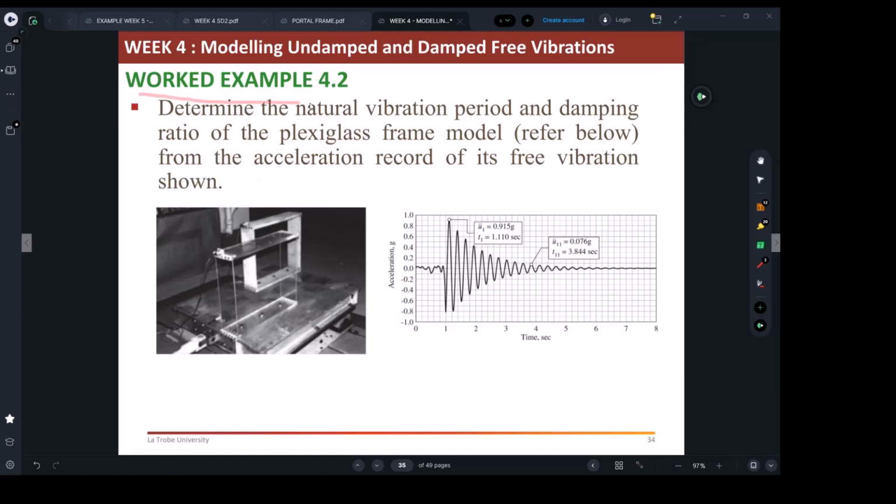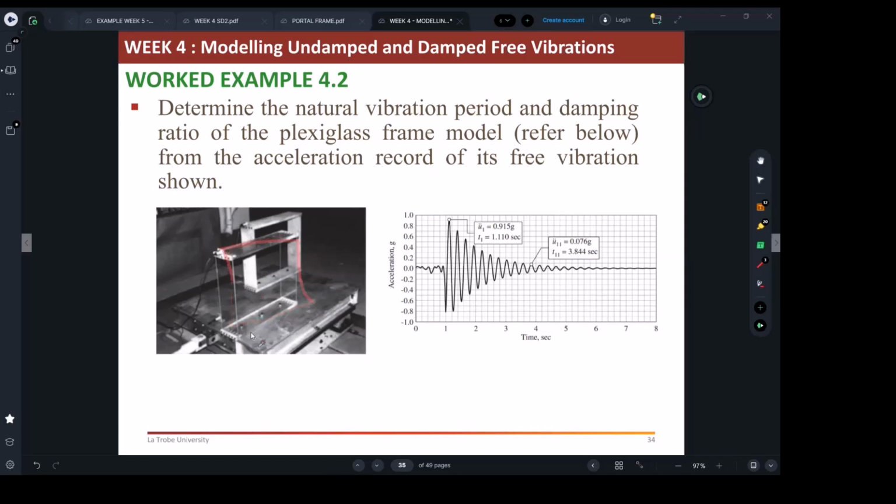So here is an example, a very simple start, which is asking you to determine the natural vibration period and damping ratio, okay, for this system. So we're not talking about the buildings for now, we're just talking about this simplified system. So they got these plastic-based or metal-based frames. And I think the one we're looking at is the plexiglass. So this one, this is what we're looking at.